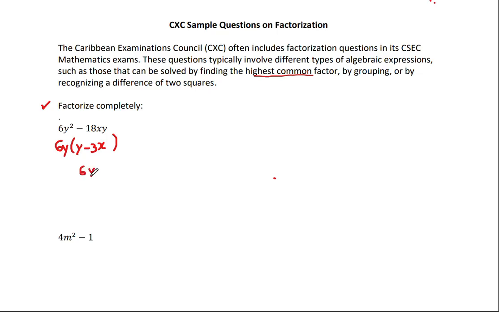So we have 6y and y minus 3x. These are the factors which we could set equal to 0. So we could say 6y equals 0 and y minus 3x equals 0. This would typically be done when we want to actually solve for the values of x and y. So the factors of this expression are 6y and y minus 3x.